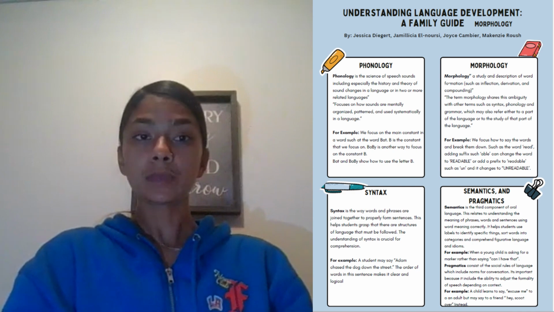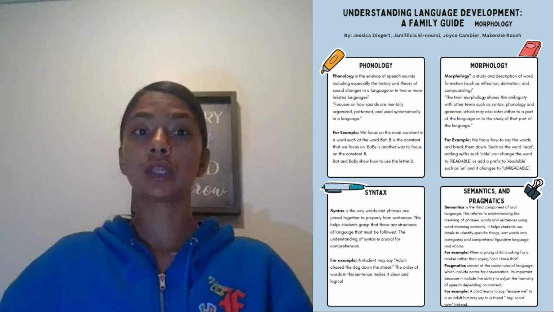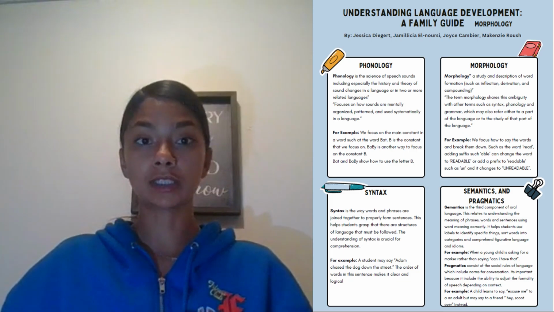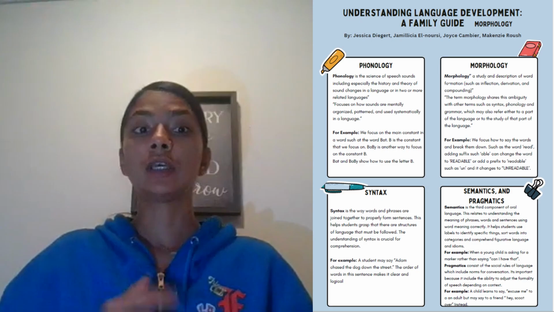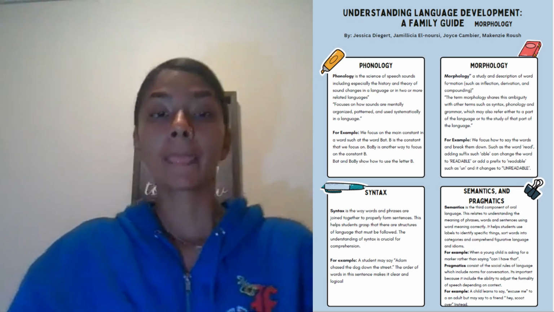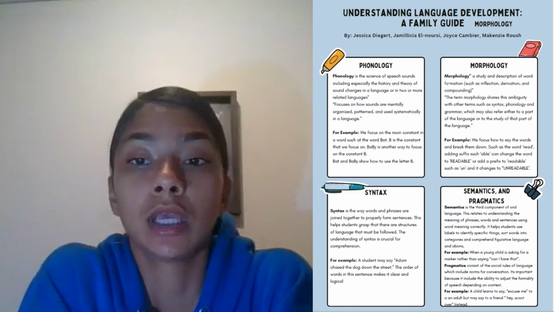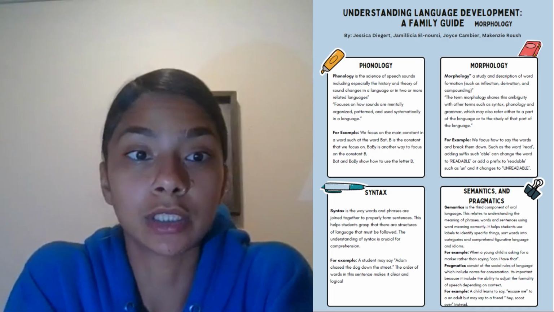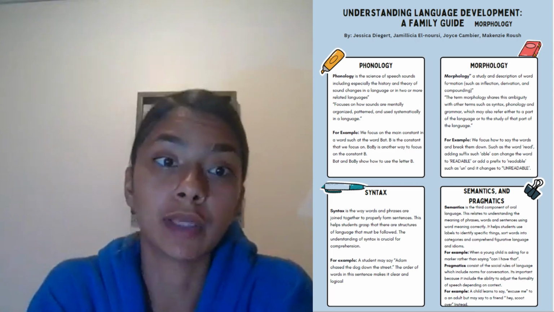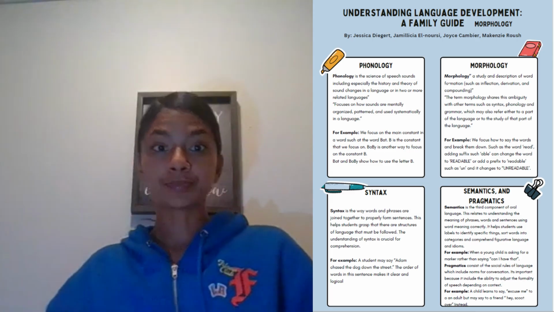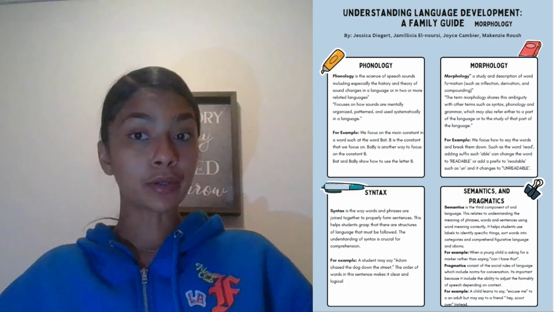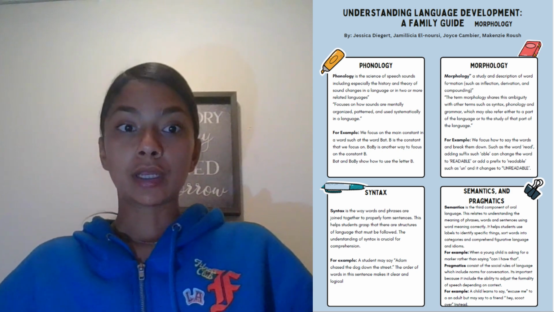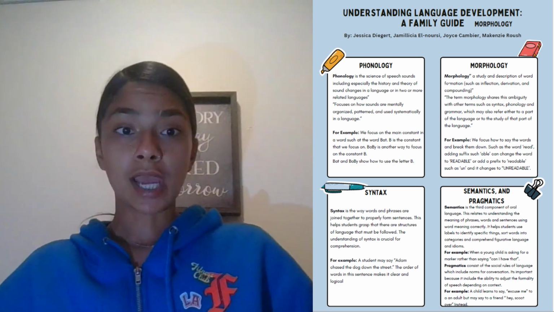Another one is semantics. This is the third component of oral language. This relates to understanding the meaning of phrases, words, and sentences using word meaning correctly. It helps students use labels to identify specific things, sort words into categories, and comprehend figurative language and idioms. For example, when a young child is asking for a marker rather than saying, Can I have that? It shows that the child understands what they're asking for.